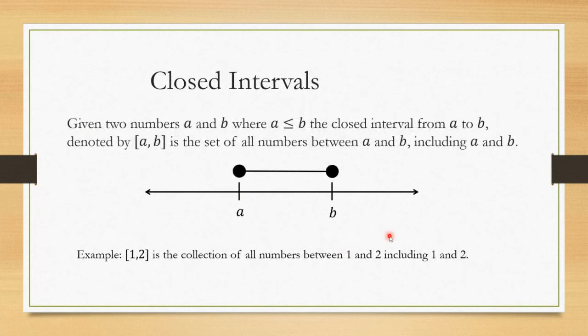We also have closed intervals. With a closed interval, we're given two numbers, A and B, where A is less than or equal to B now. So here A could equal B, or it's less than B. The closed interval is all the numbers between A and B, but here we're allowing A and B to be in here. So again, this is the collection of all numbers between A and B, but A and B, the endpoints, are in here.